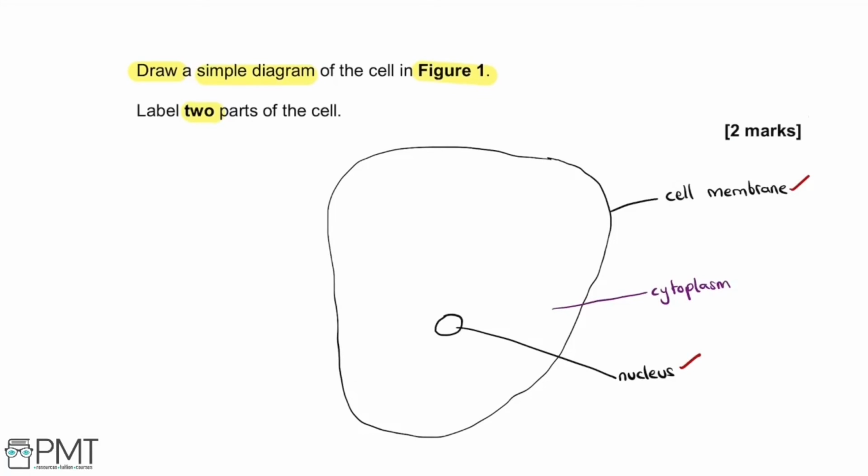Alternatively, you can label the cytoplasm, so that's where your chemical reactions might be occurring in the background. You can label a mitochondrion, the site of respiration in the cell, and you can also draw a ribosome, so this would be smaller than the mitochondrion, and it's the site of protein synthesis.